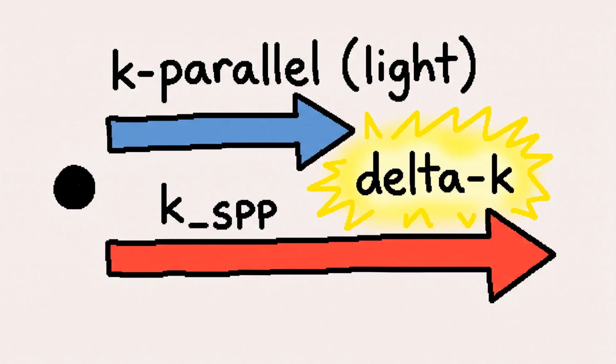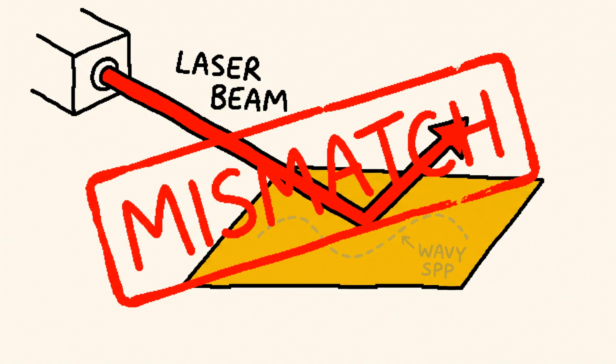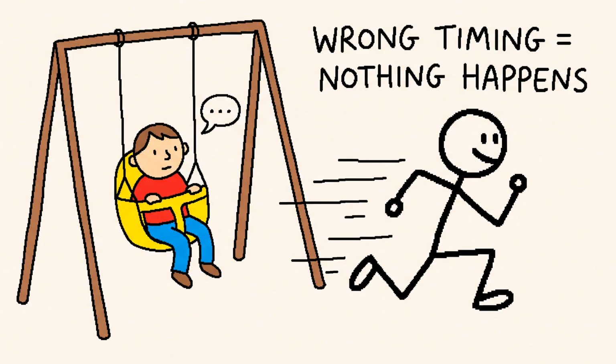Here's the rule. When two waves want to couple, when energy wants to flow from one into the other, their wave vectors along the surface must match. Conservation of momentum, no exceptions. But k_SPP is bigger than k naught. So when you shine a laser at a flat gold film, the light's in-plane wave vector is too small. There's no overlap. The SPP exists, but the light can't get into it. It's like trying to push a child on a swing while running past. Your timing's wrong, so nothing happens. This is the momentum mismatch.